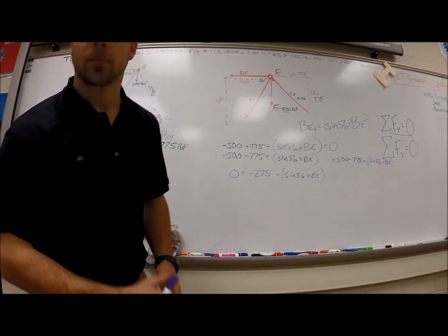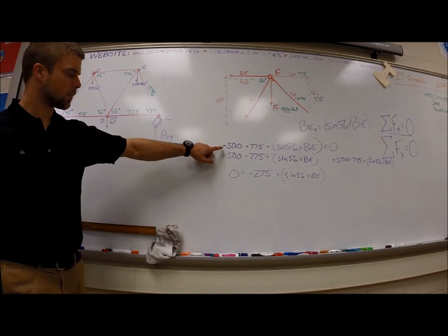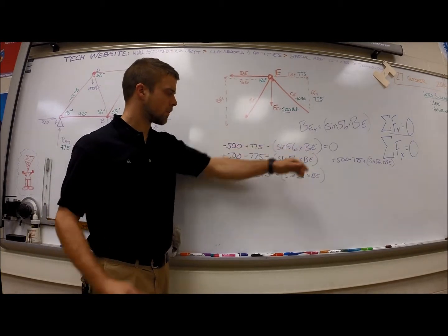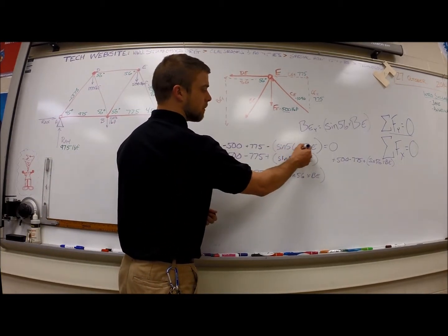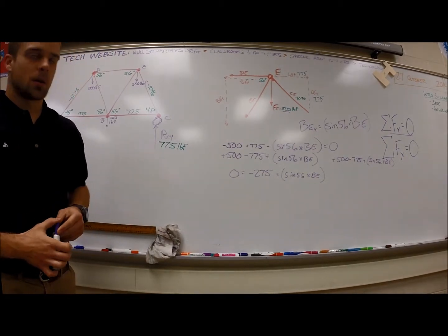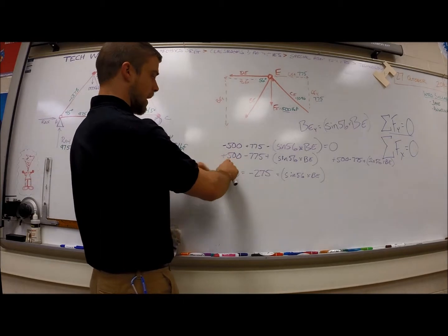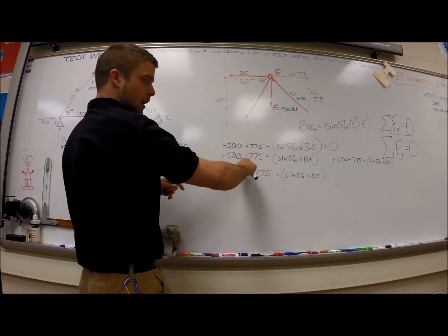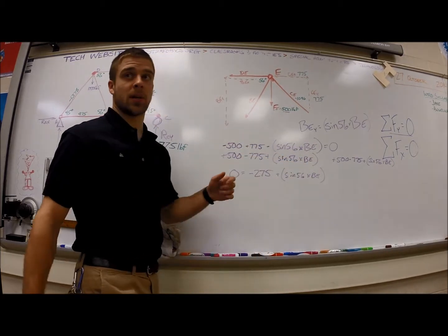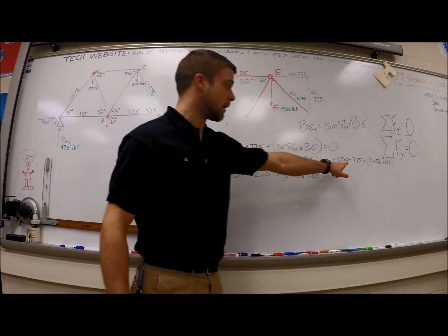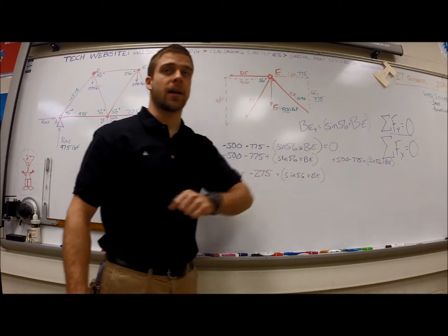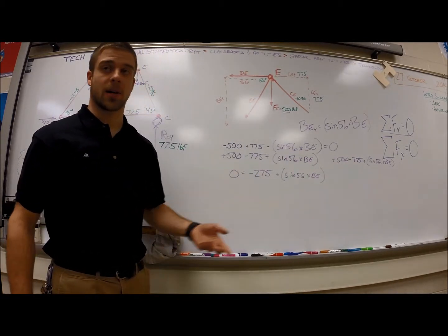So how did you go from the 500 minus 775 plus sine 56 with BEY to 0? This is sine 56 times BE. Oh, I thought that was a Y. So how did you go to the bottom one? I added 500 to both sides of the equation. I subtracted 775 from both sides of the equation. I added sine of 56 times BE to both sides. And then I just simplified these here. So what I was left with when I added these together was negative 275 plus sine of 56 times BE.